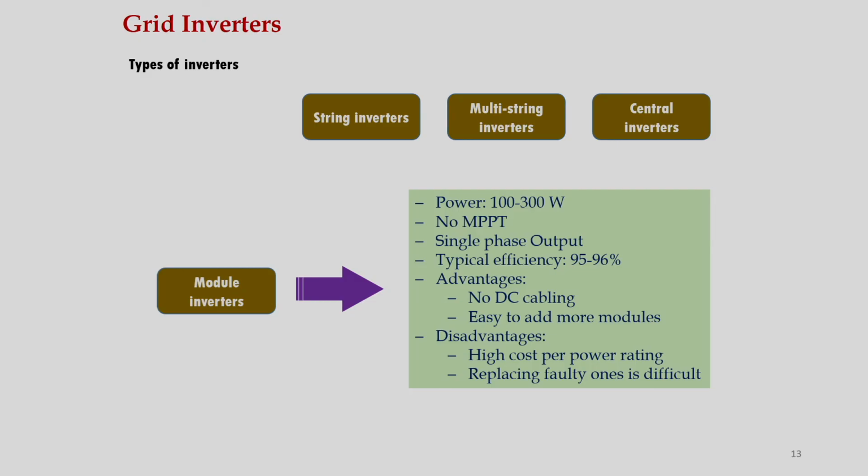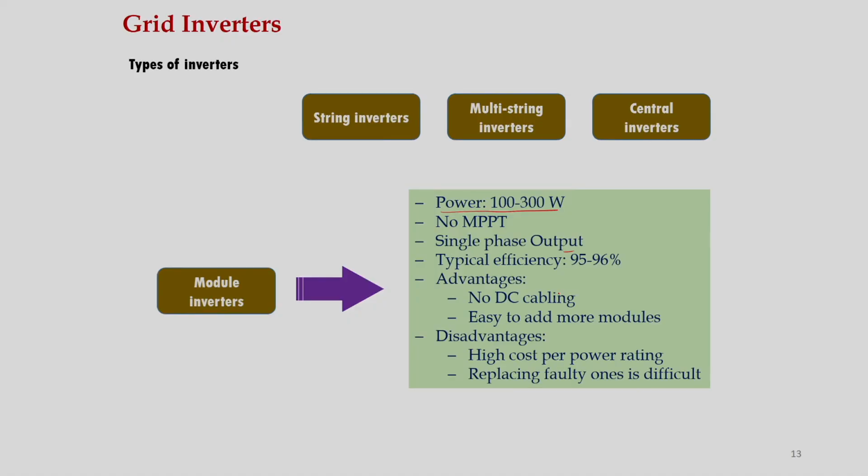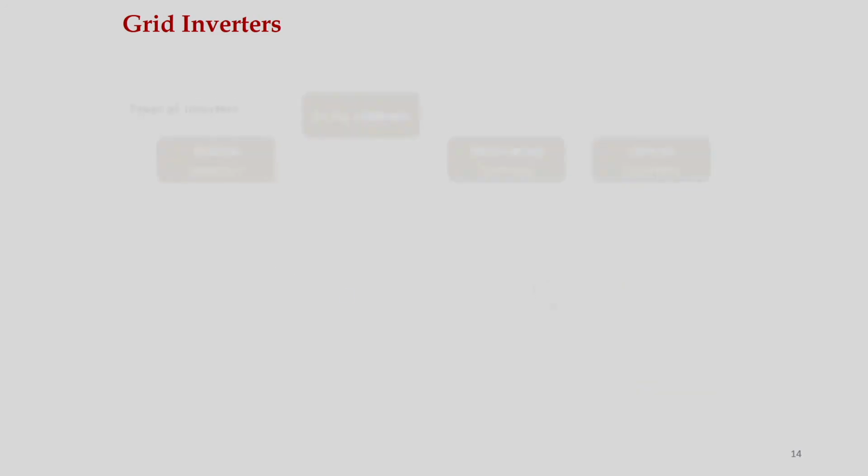Basically these are classified based on the power ratings. In the case of module inverters, the power varies from 100 to 300 watt and no MPPT is attached in this kind of inverter, and of course, it is a single phase output, and the conversion efficiency is 95 to 96%. The advantages are no DC cabling is required and it is easy to add more modules. But the major disadvantages are high cost per power rating, and this is important, replacing a faulty one is difficult for this kind of inverter.